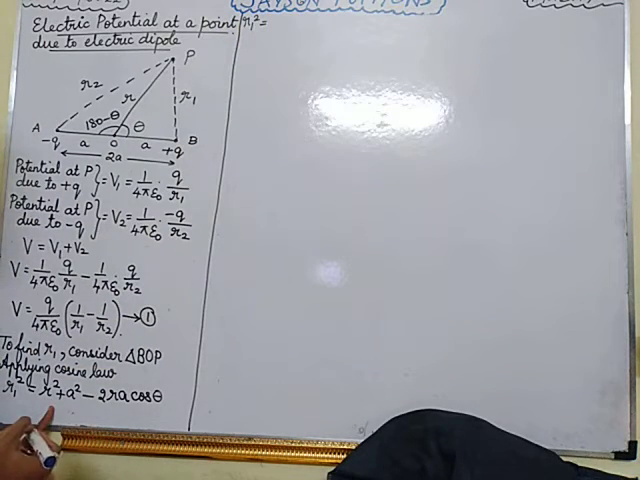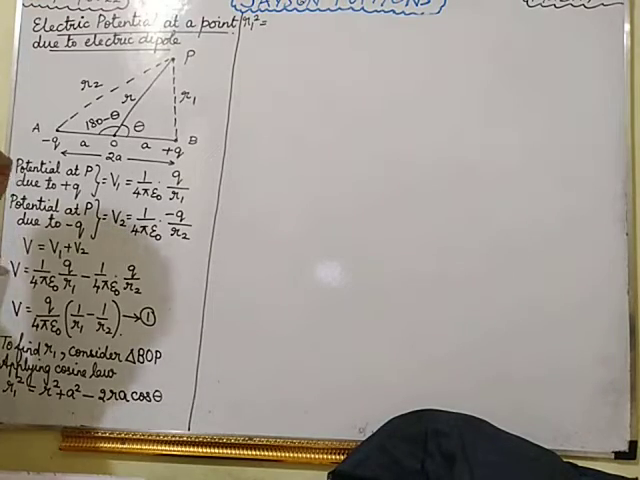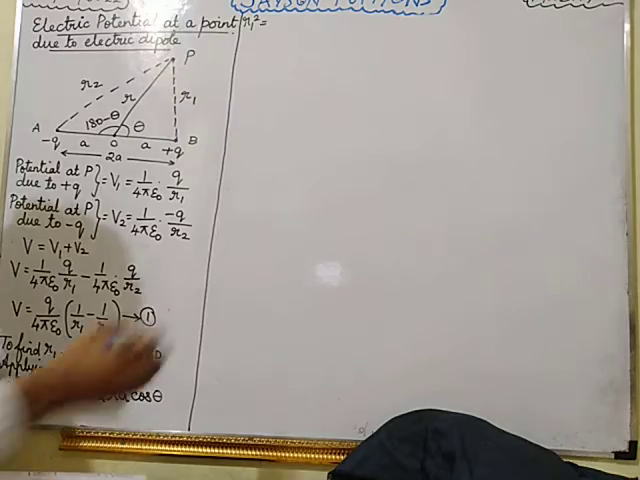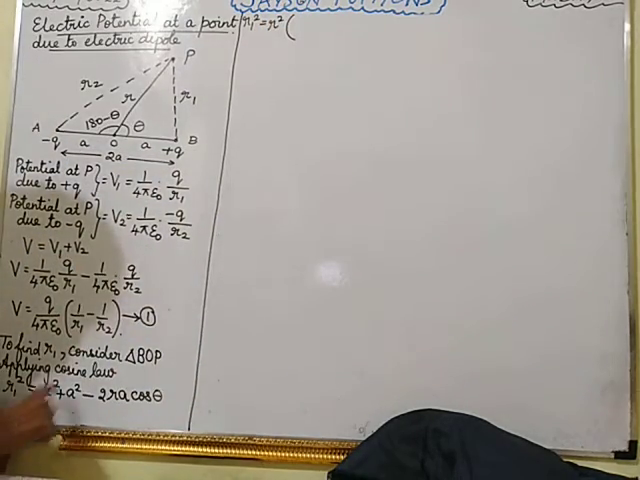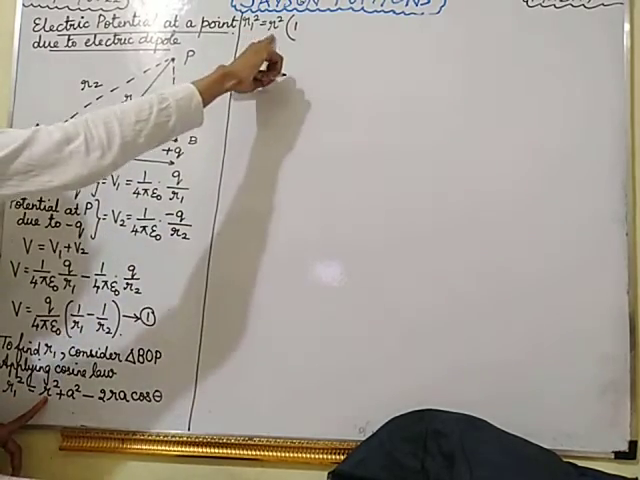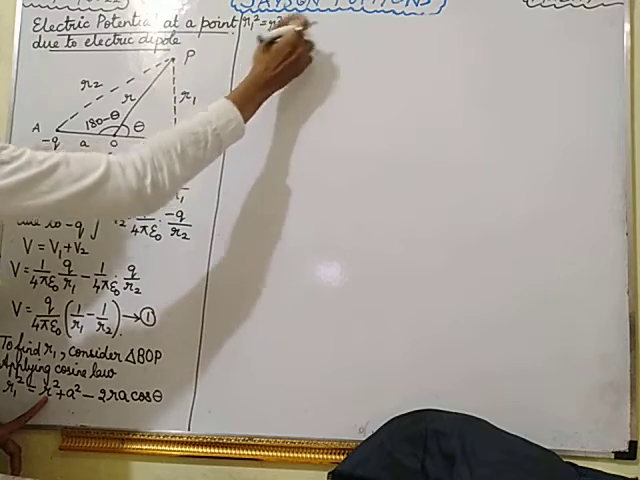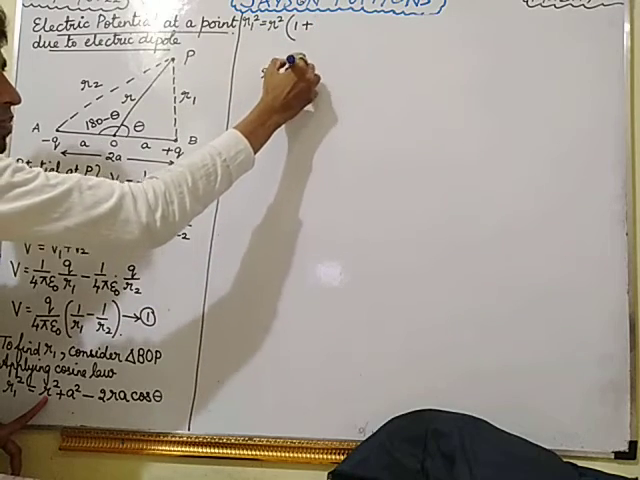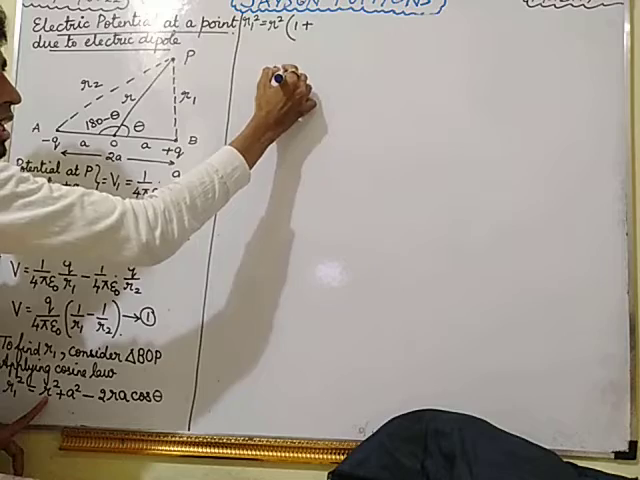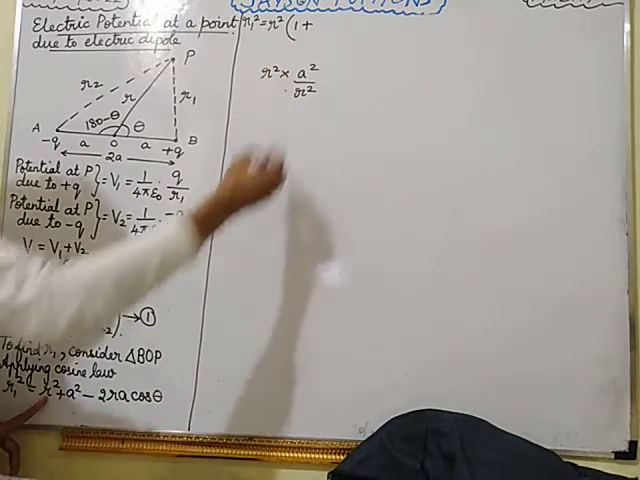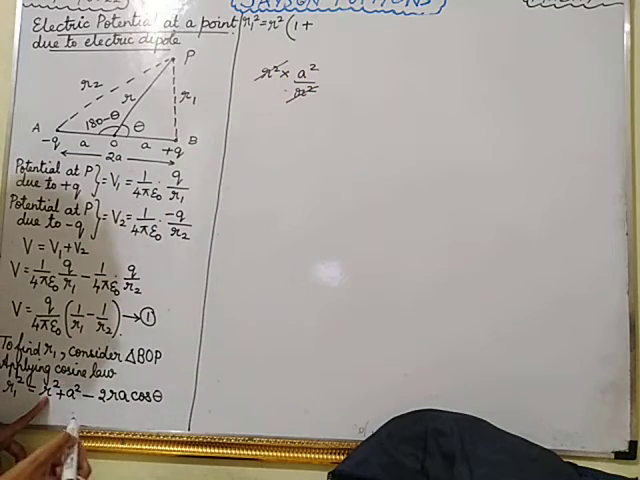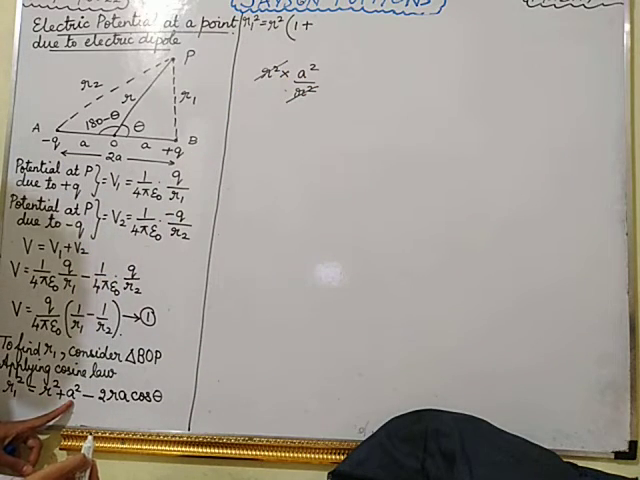If I take R square outside, what will I get? R1 square is equal to R square, which I am taking commonly outside. So R square into 1, I will get R square. And A square multiplied by 1 by R square, the R square will get cancelled and you will get A square.